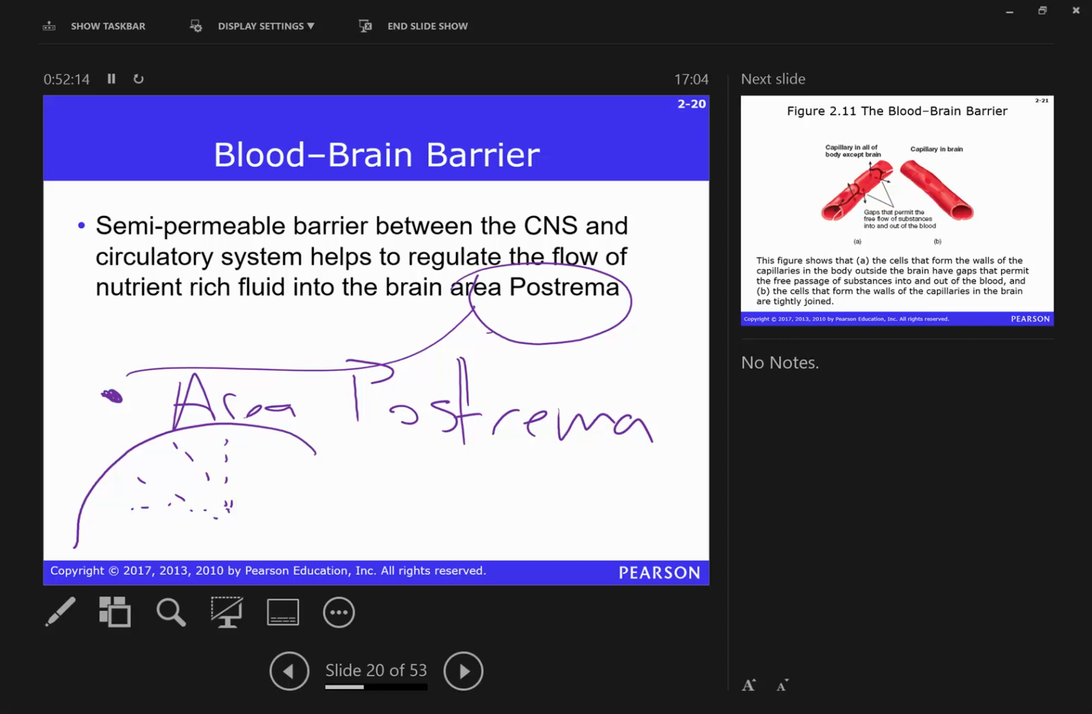Other questions about the blood-brain barrier, vomiting, circumventricular organs? You don't know what that is. Those are the weak spots in the blood-brain barrier. We'll talk about those when we talk about ingestive behavior in a few weeks. So we're going to come right back to that.